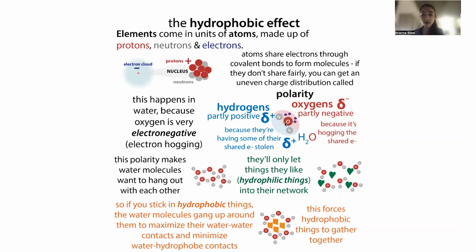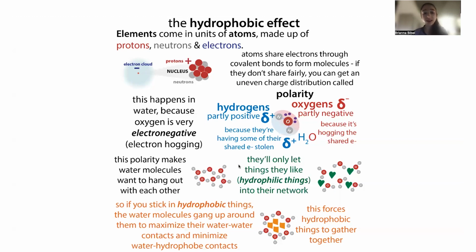A great example of a polar molecule where you have this separation of charge is water. Oxygen is really electronegative. It's going to pull the shared electrons away from the hydrogens, making the oxygen partly negative and the hydrogens partly positive. And opposites attract. So the partly negative oxygen of one water molecule is going to hang out with the hydrogens of another water molecule. You get this happening in a giant network of water molecules that really like to hang out with one another. They're kind of sticky.